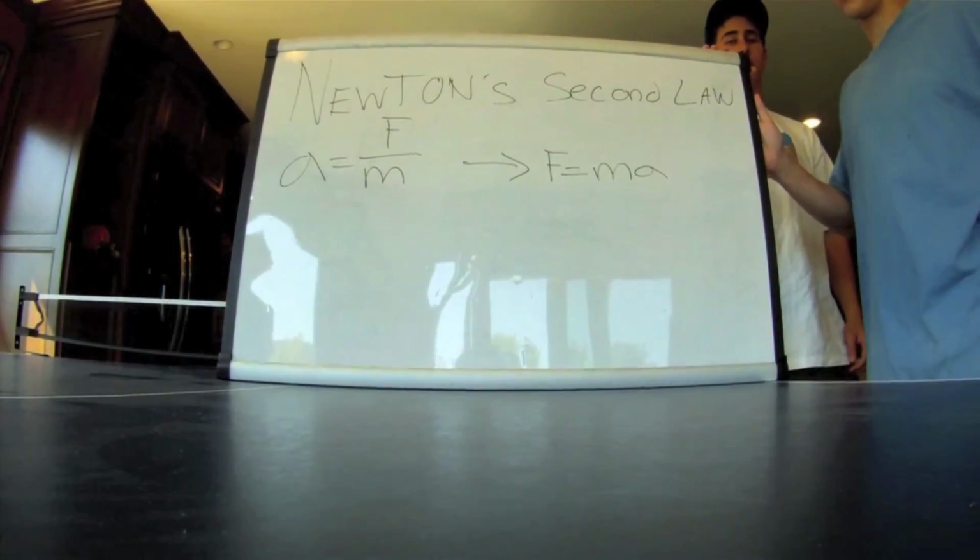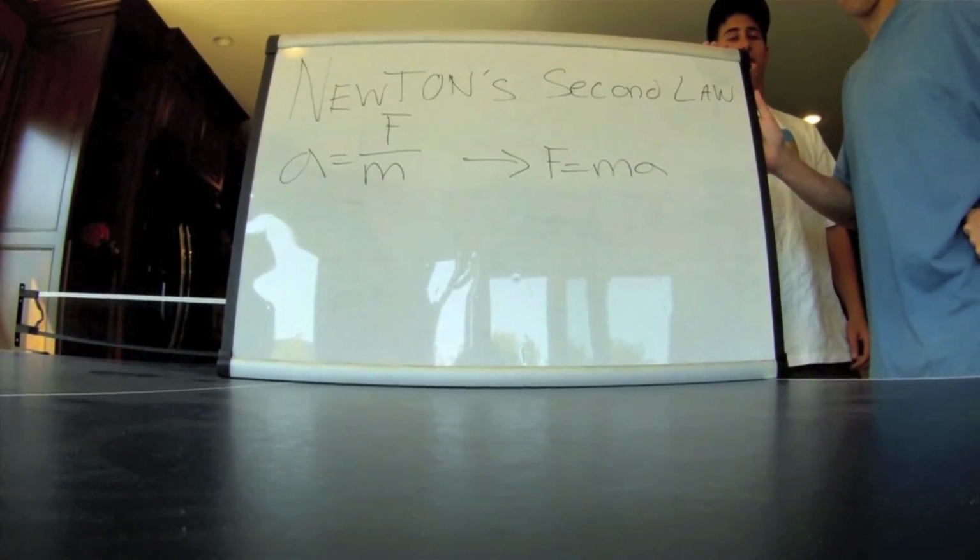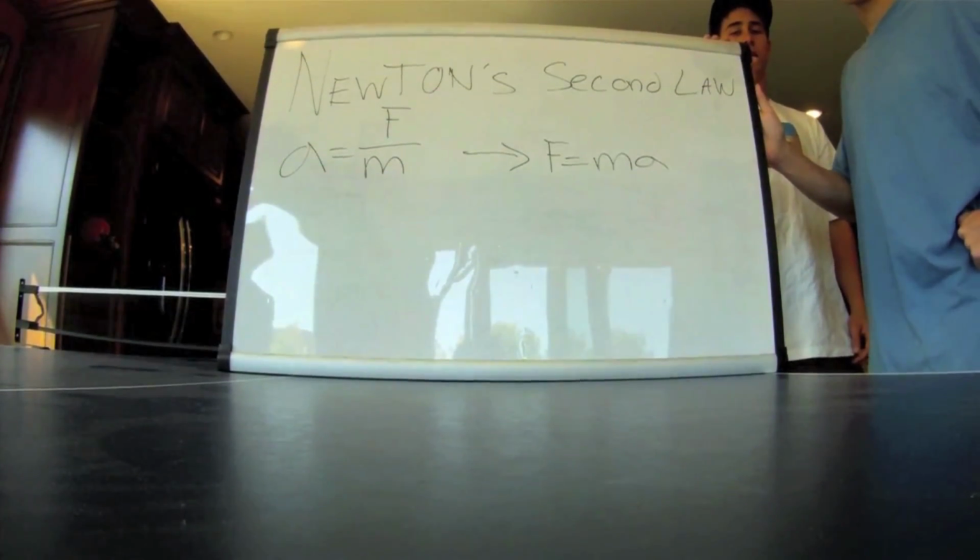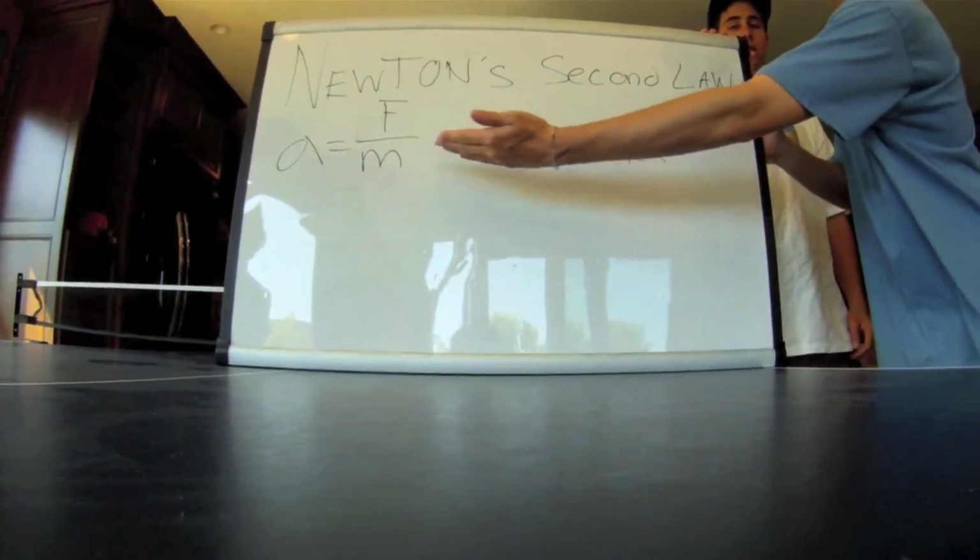Hello. Newton's second law states that a body of mass m, subject to a net non-zero force F, undergoes an acceleration a that has the same direction as the force and a magnitude that is directly proportional to the force and inversely proportional to the mass. Hence, a equals F over m, or as we more commonly know it, F equals ma. This fundamental concept of physics is applicable to every aspect of life, ranging from sports to space shuttles.